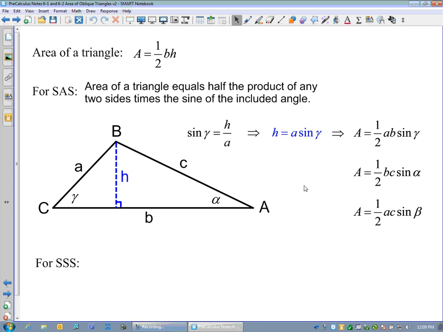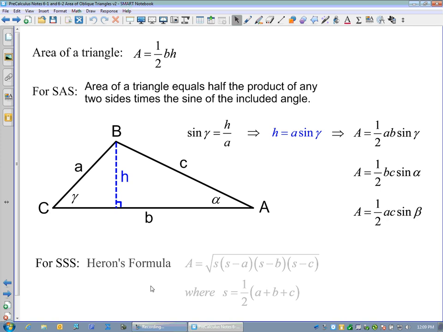Now, let's say we didn't know any of the angles. We had only the sides, and that would be side, side, side. For that scheme, you still can find the area. It goes back to an ancient formula, which is known as Heron's formula. And it looks a little intimidating at first. Here's the formula. Let me show you the formula.